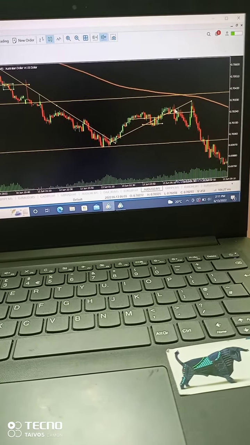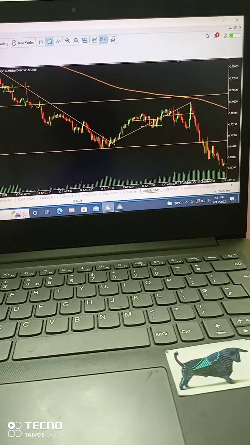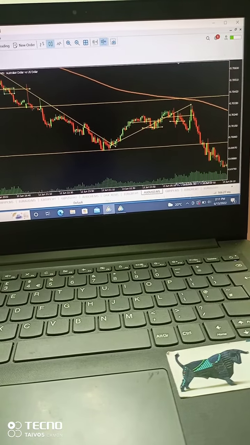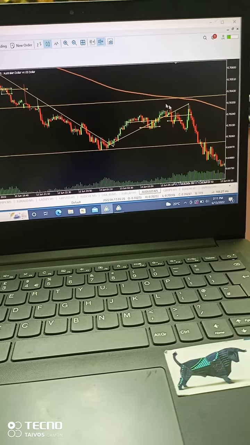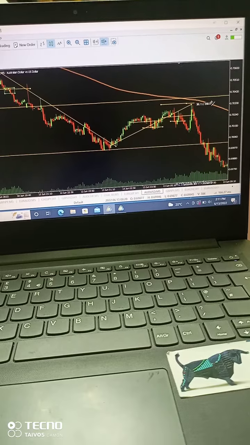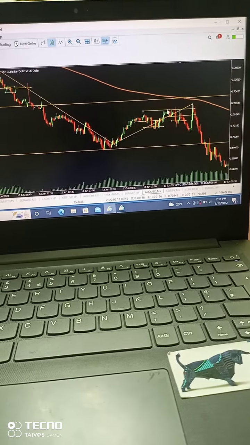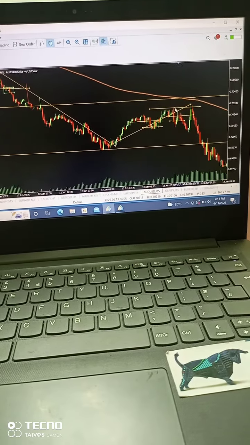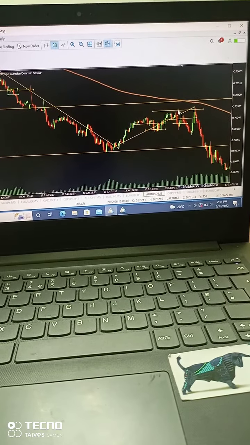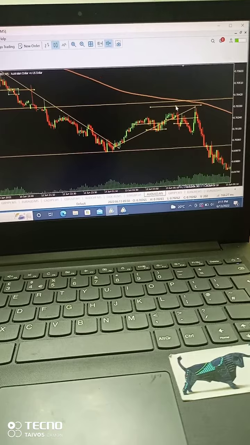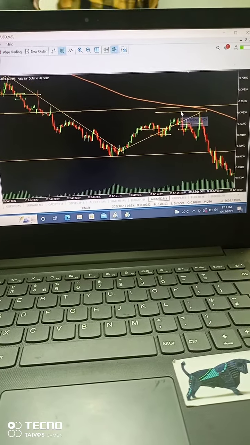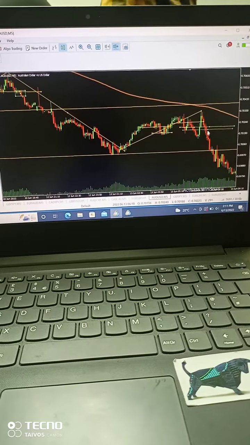Then when we break here, you can see that we will be selling here, and we put the stop loss just above there. It's good that you give it some distance so that it might not be hit by the stop loss hunt, you see.